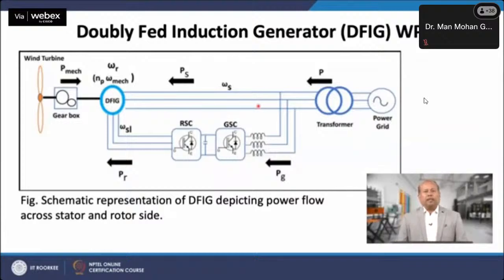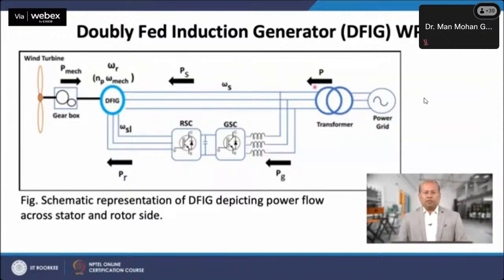By neglecting the losses of the back to back converters, where Pg equals Pr, we can say that the power at PCC is equal to the addition of the power generated by the wind turbine, that is the stator power, and the rotor power. Here P equals Ps plus Pg, that is the summation of Ps and Pg.